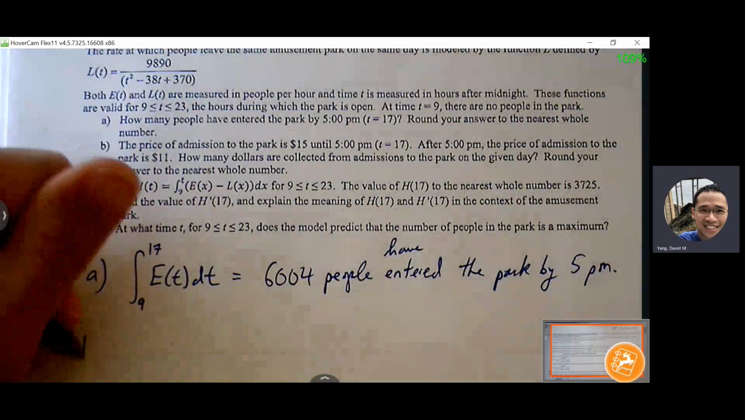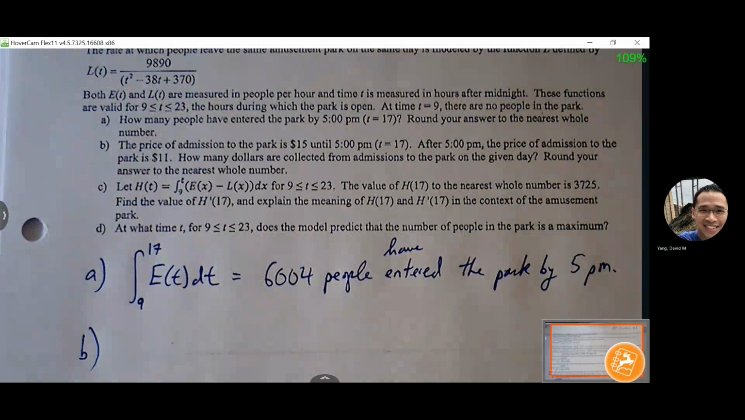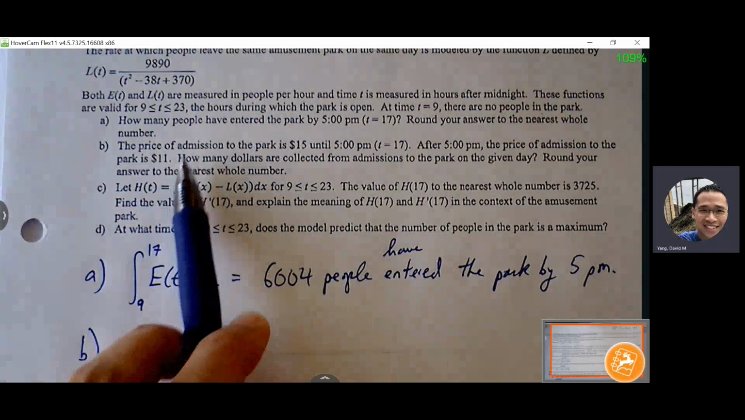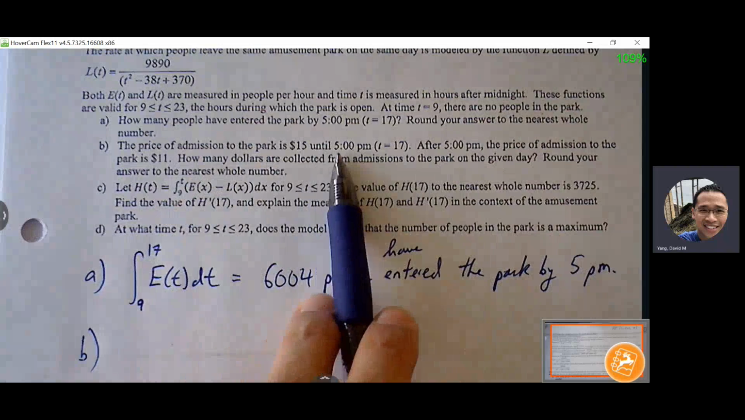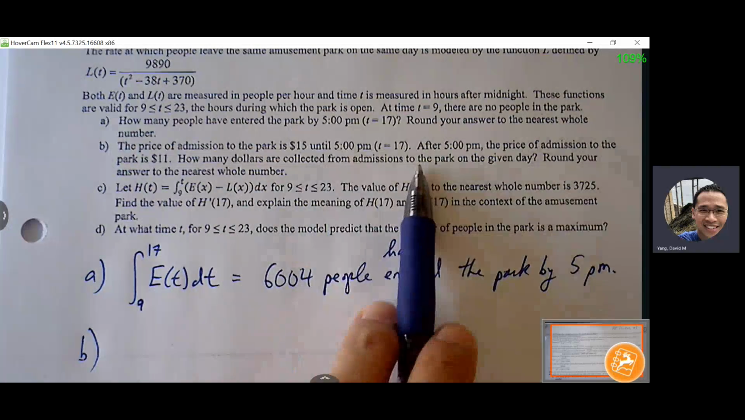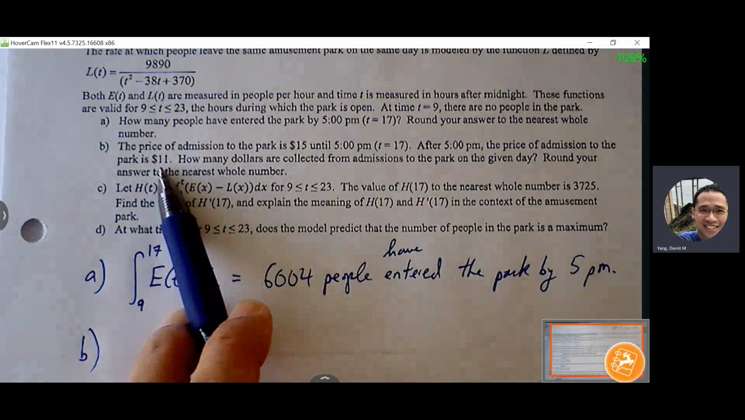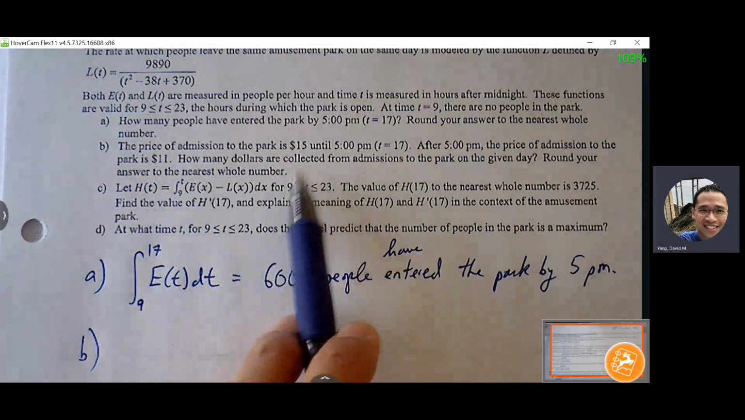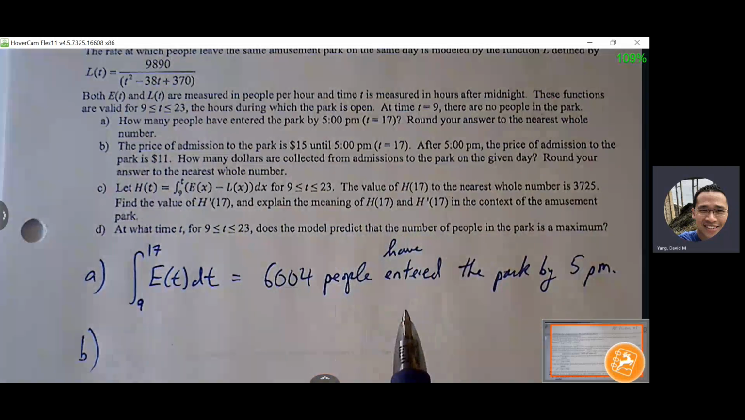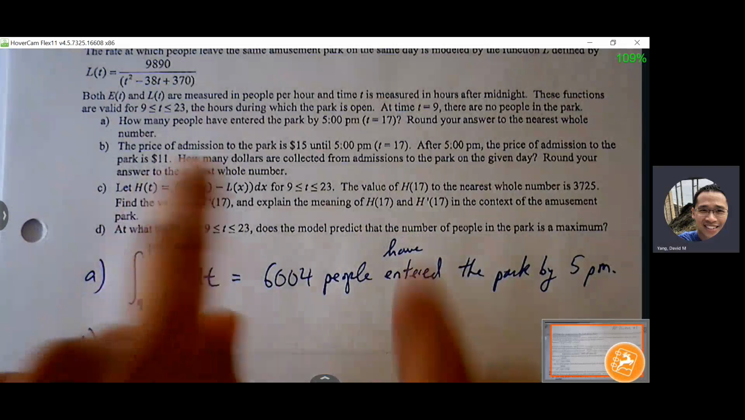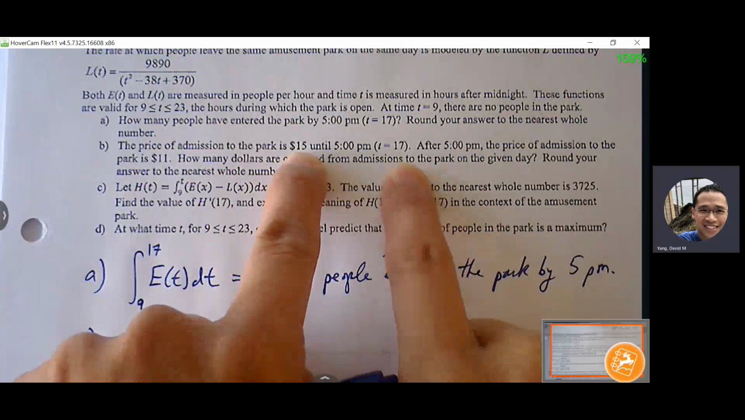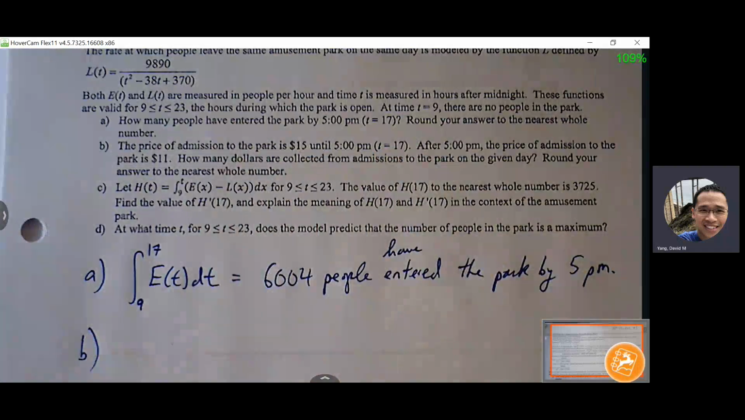Okay, any questions with A? Okay, part B, the price of admission to the park is $15 until 5 p.m. After 5, the price of admission to the park is $11. How much is collected from admissions to the park on that given day? Okay, so there's a split, right? The number of people who've entered the park up to 5 p.m. is charged at a higher rate than those who entered the park after 5 p.m.